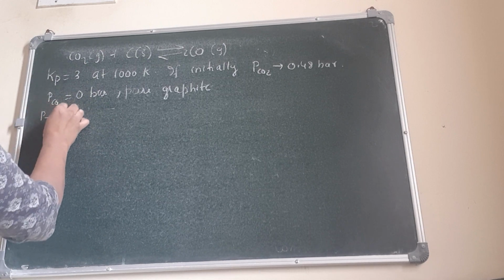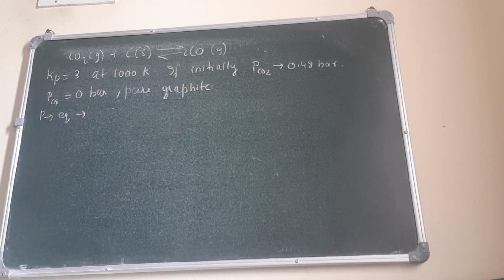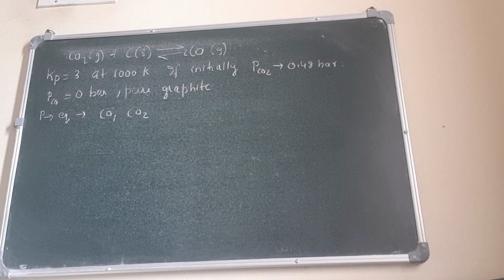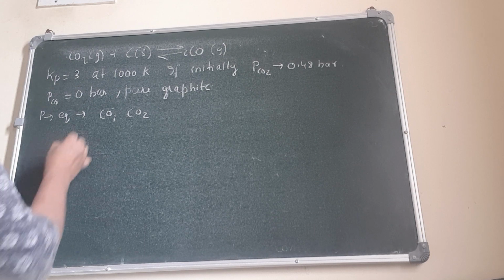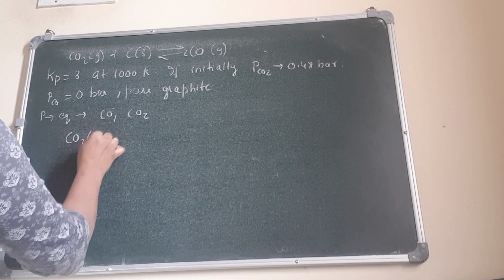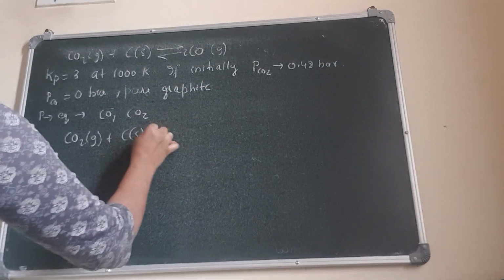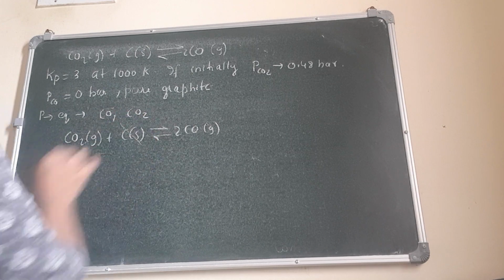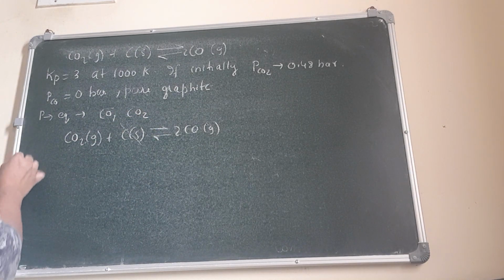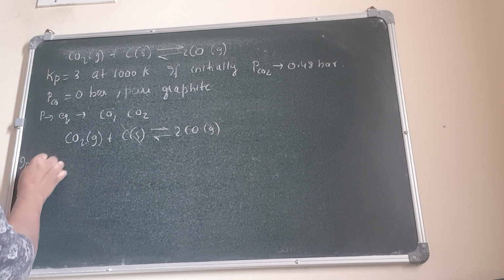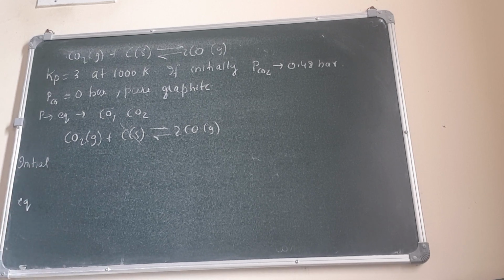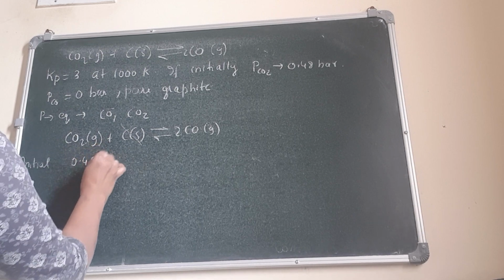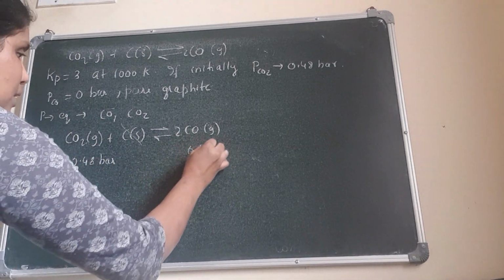So this is what is given initially. At equilibrium, what will be the pressure of carbon monoxide and carbon dioxide? Okay, so let us consider this reaction. This is the given reaction, giving you 2 moles of carbon monoxide gas. Now this becomes insignificant, that's the reason nothing is given. Let us write initial condition and then equilibrium condition. So initially the pressure of this was 0.48 bar and obviously this is 0 bar.